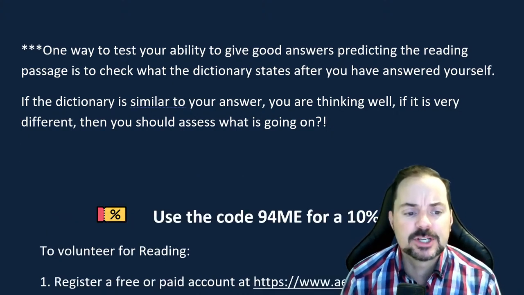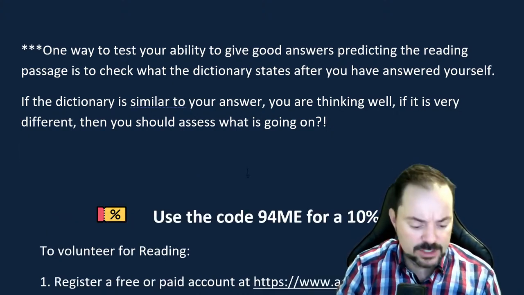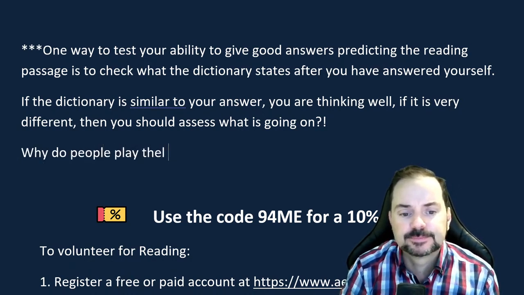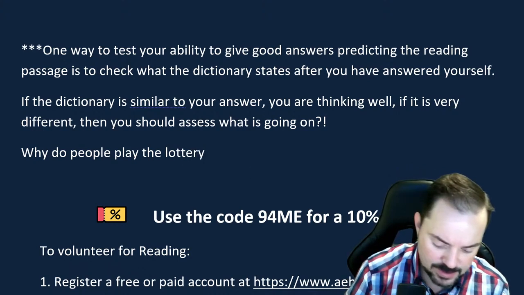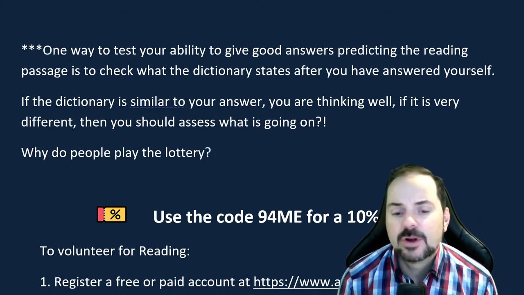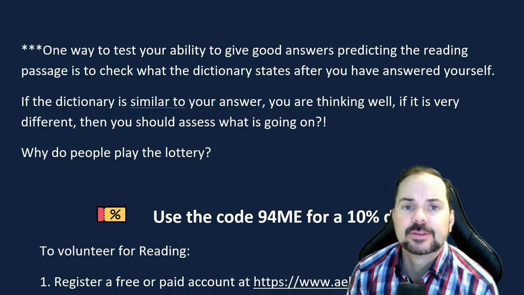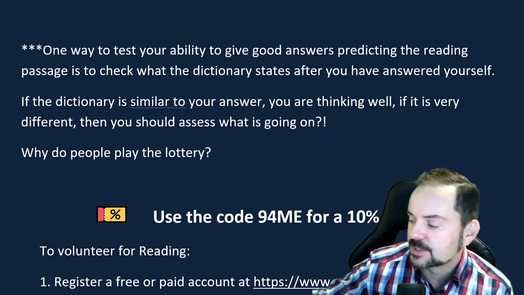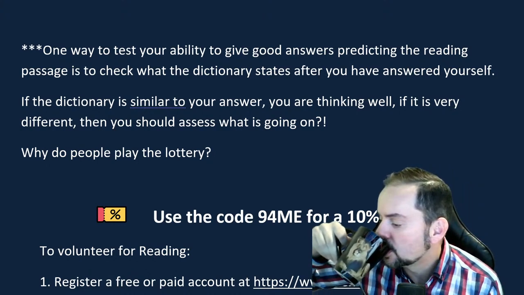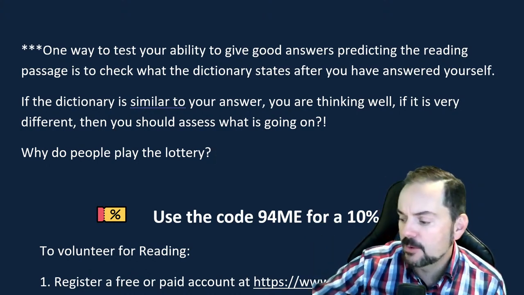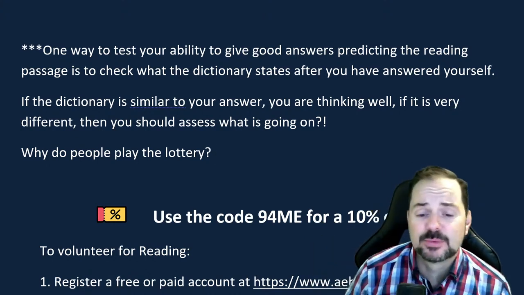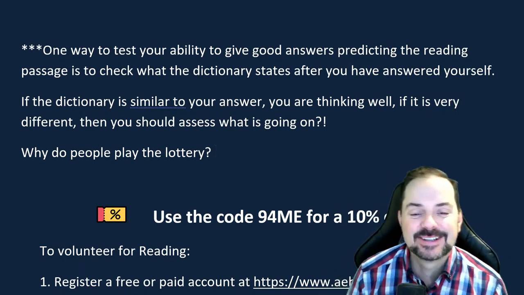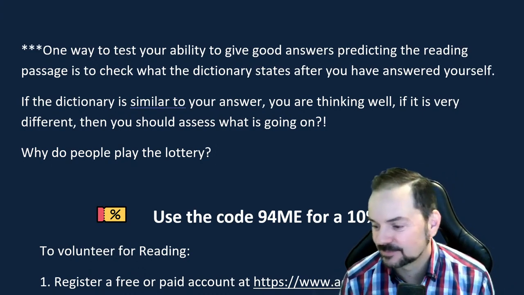All right, so my next question then, members, why? Why do people play the lottery? What's going on there? Why do they do it? The odds are against them. Most people never win. They just waste a whole bunch of money. What's the reason? I think you can answer this one with one word. There's probably one single word answer here that would be a good answer.